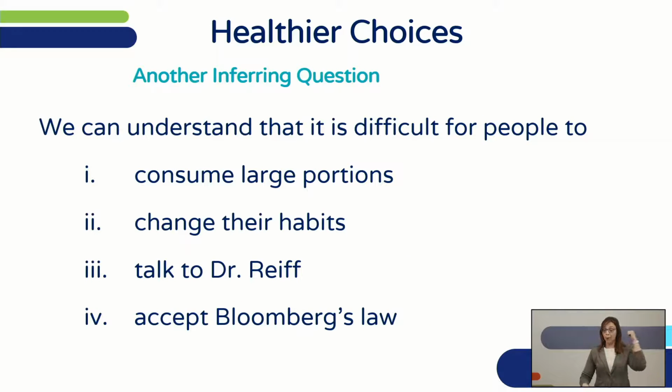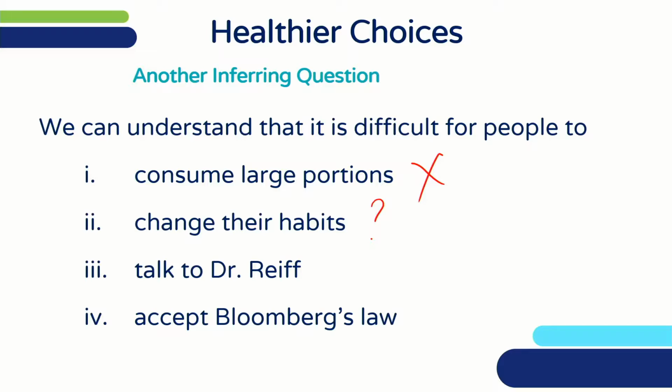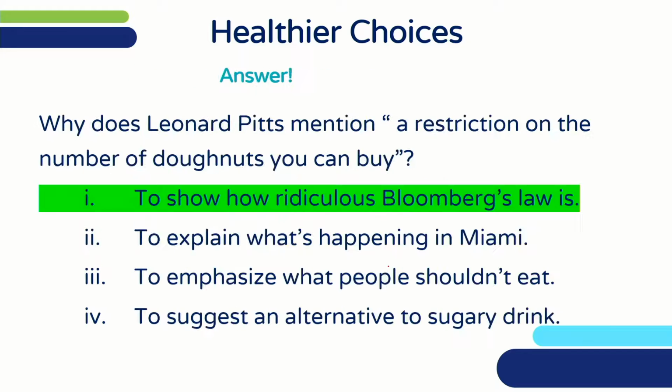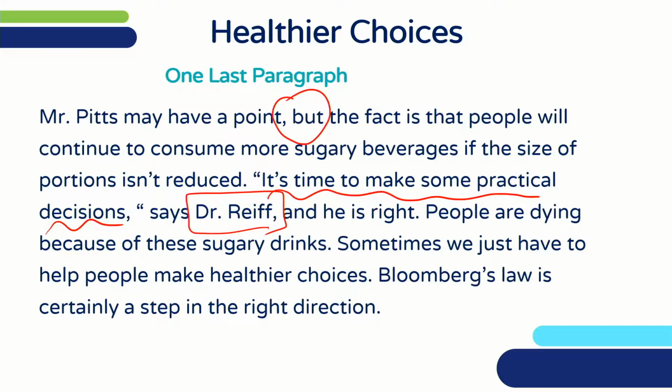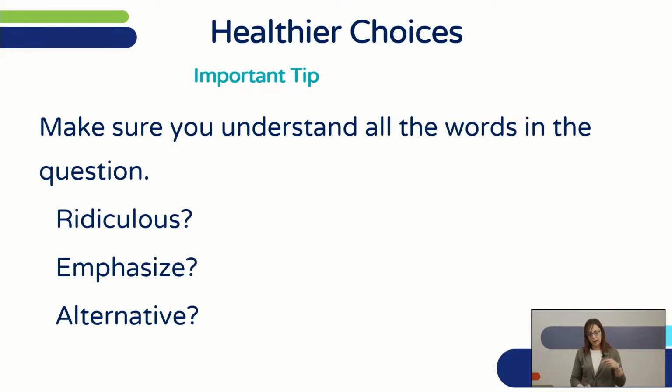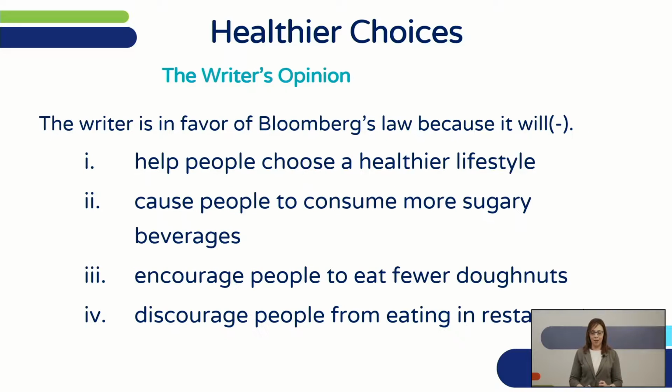We can understand from the doctor's words, from the quotation of the doctor, that it is difficult for people to do what? Is it difficult for them to consume large portions? Believe me, not. It is difficult for them to change their habits. We need to check if we have another more suitable answer. To talk to Dr. Reyes, why for? Accept Bloomberg's law? This is not the thing, but it is. If you go back here, people are dying, but we have to help them make healthier choices. So it is difficult for them to change, and we need to help them change.